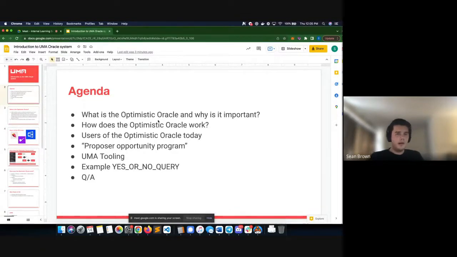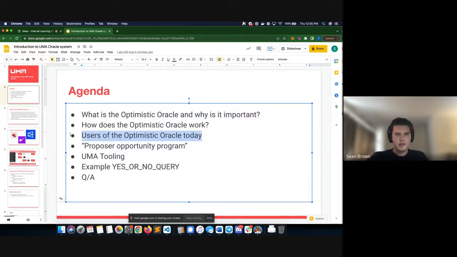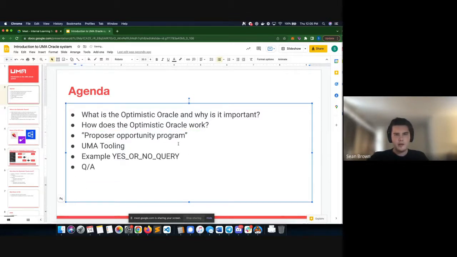We'll talk a little bit about a new upcoming flavor of the optimistic oracle and how that's different than the current one that we have today and why we created that. And then we'll talk about Polymarket, how you can propose, how users interact with the oracle, and then we'll also talk about the dreaded yes or no query, which is what all of these very intense disputes have been about recently.